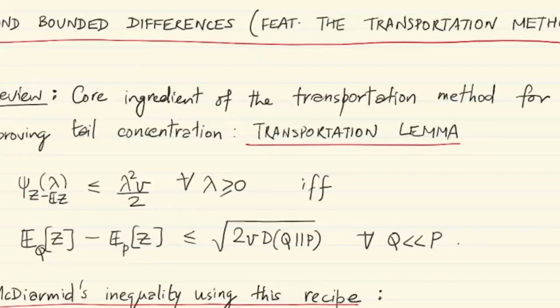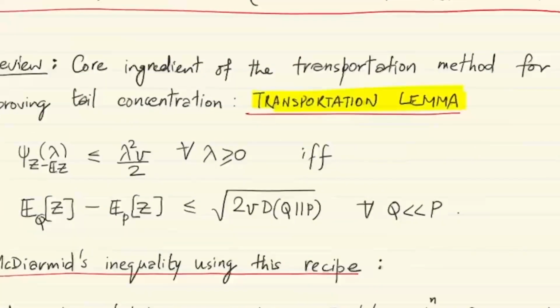So before we start, let's just take a few moments to review what we have seen about the transportation method. Now the core ingredient, as you recall, of the transportation cost or optimal transportation method for proving tail concentration inequalities is what is called the transportation lemma, which is essentially a bridge between control of the moment generating function or the log moment generating function and control of differences of expectations of the quantity that we want to control with respect to different probability measures.